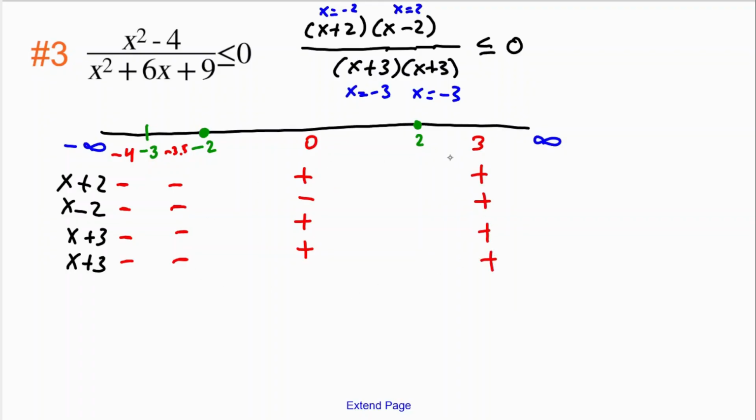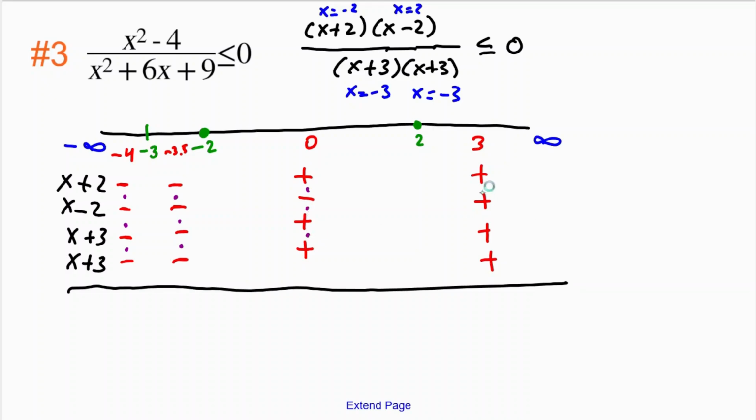Just want to check here. 3, so 3 plus 2 is 5, positive. 3 minus 2 is 1, positive. 3 plus 3 is 6, positive. 3 plus 3 is 6, positive. Okay, so now we draw this line below, and then now we just multiply each of our signs. Just draw the multiplication signs.